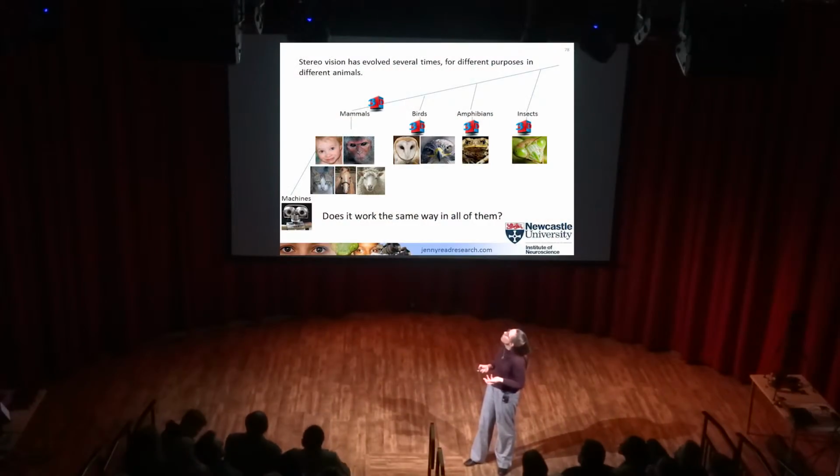And as someone who works on 3D vision and tries to figure out how it works, I was like, well, gosh, I wonder if it works the same way in all of them. Does insect vision do the same kind of things as human 3D that I'm familiar with? Or does it work in some completely different way? And no one had really gone and attempted to answer those questions since Russell.